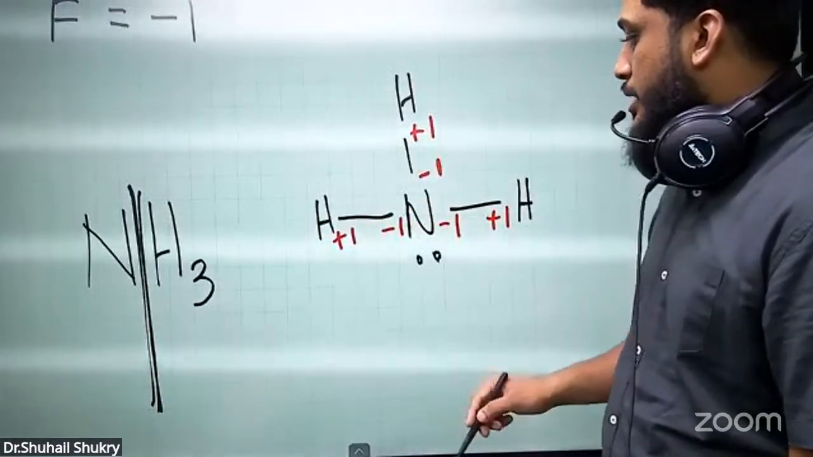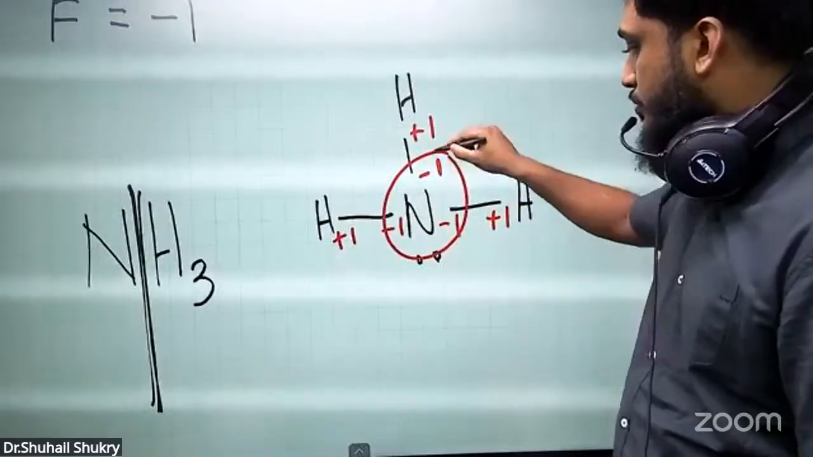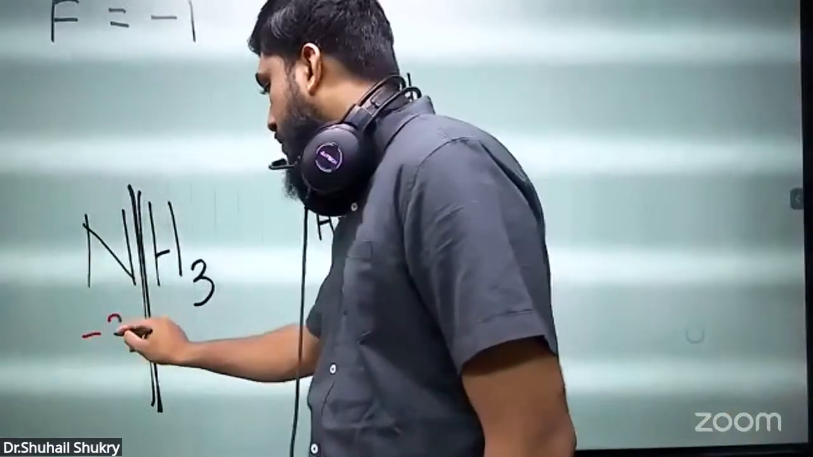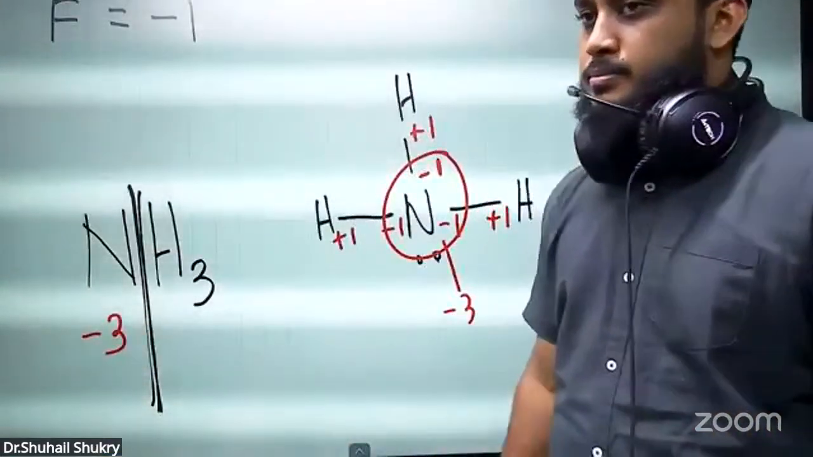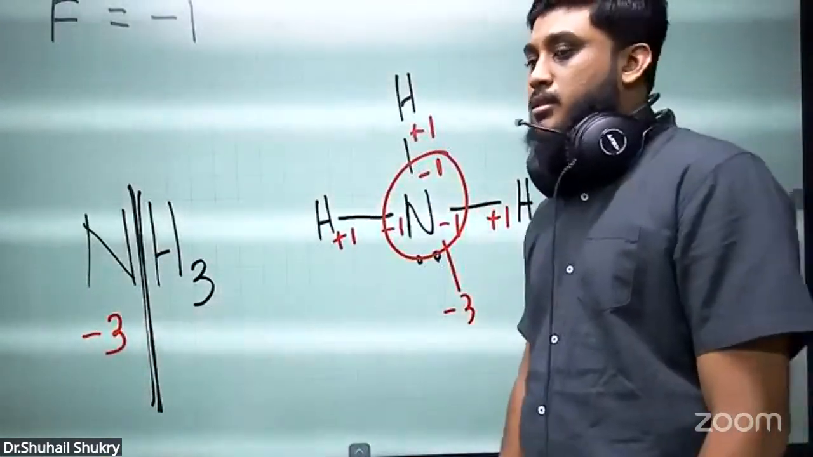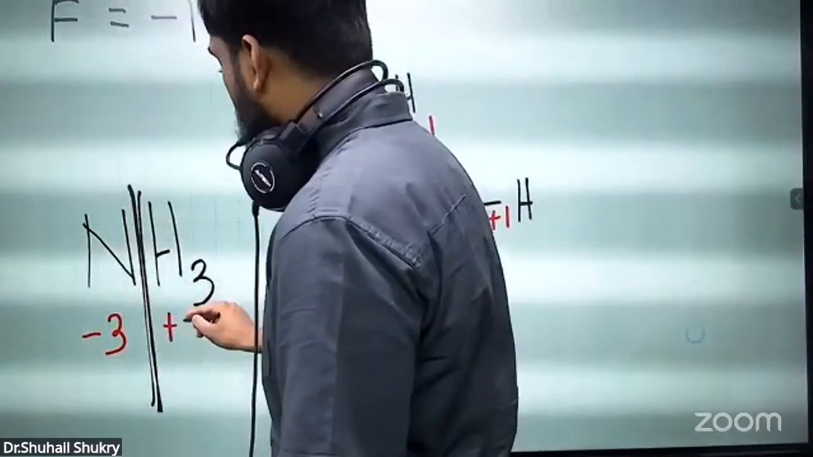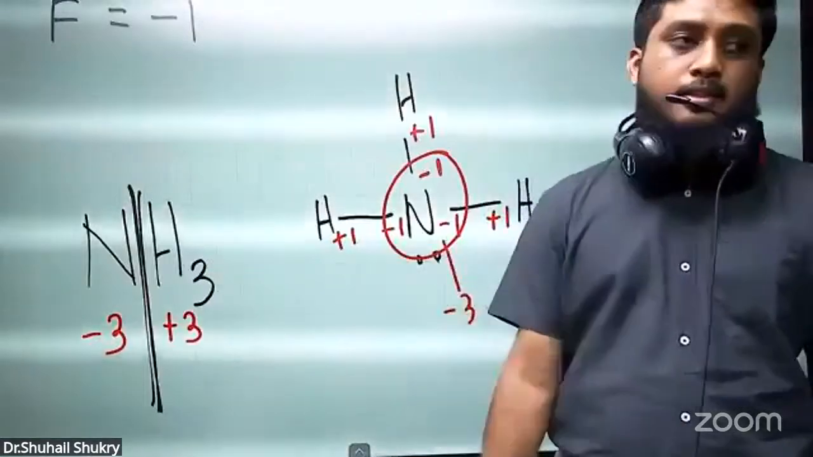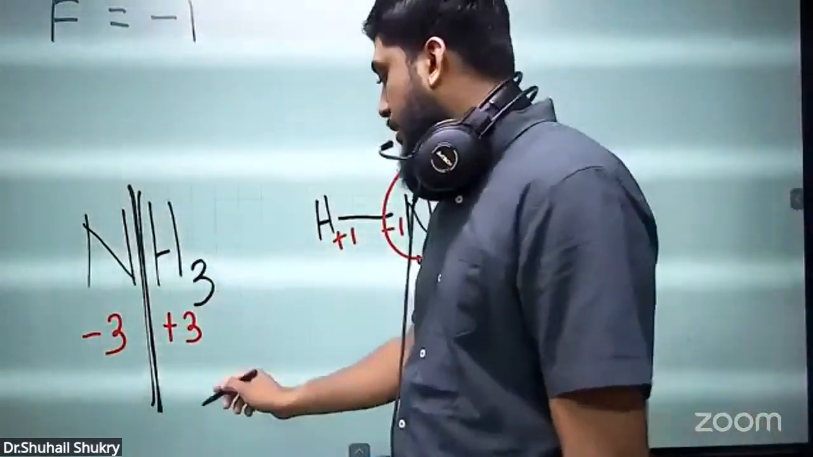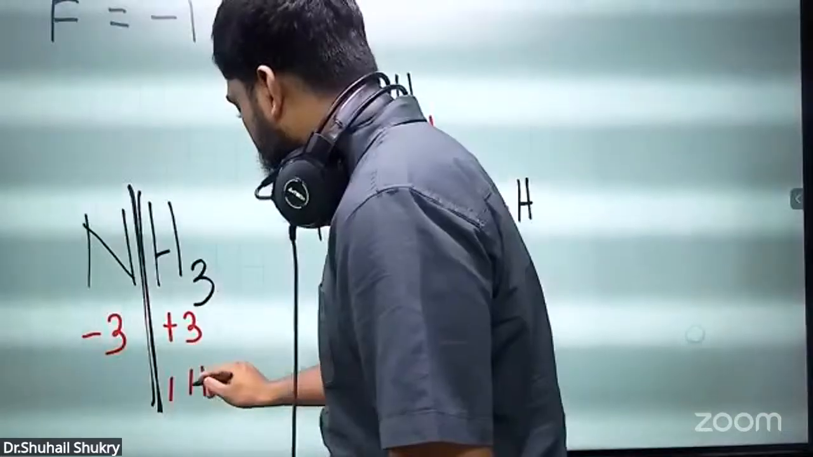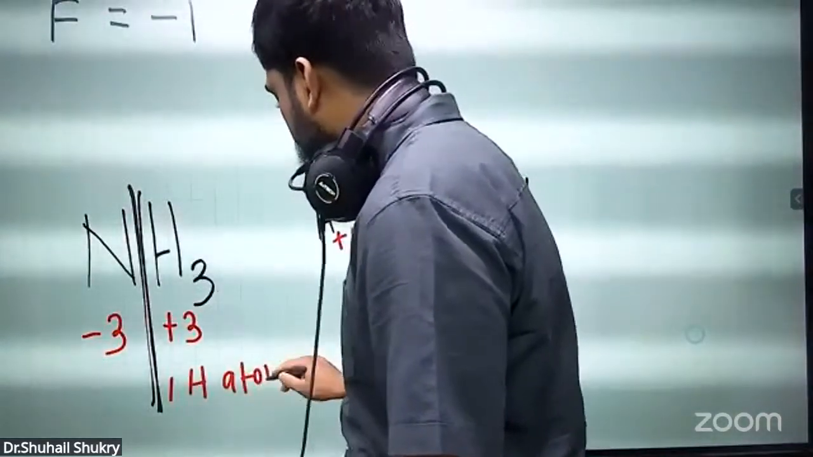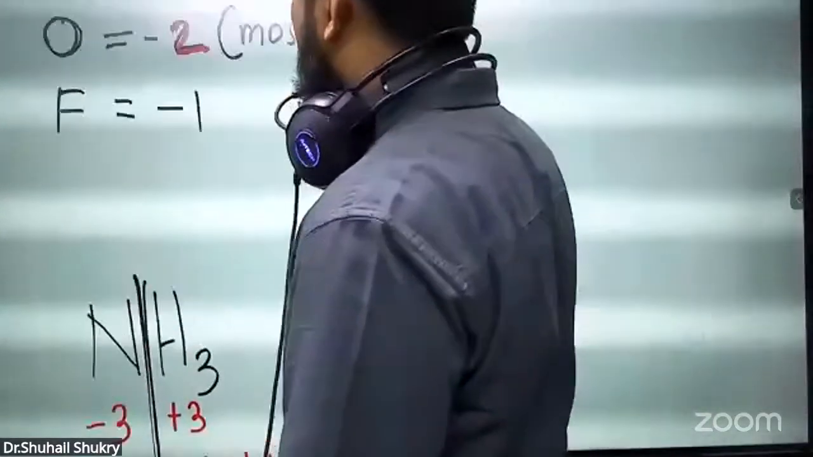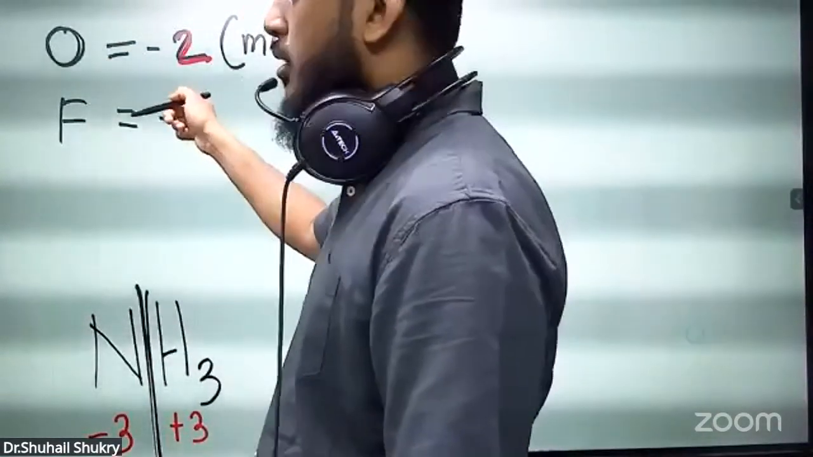Then what is the oxidation number of nitrogen now? All three together, -3. So -3 is the oxidation number of nitrogen. Hydrogen, we can put +3 for all three hydrogens. Then one hydrogen atom, what is the oxidation number? +1.